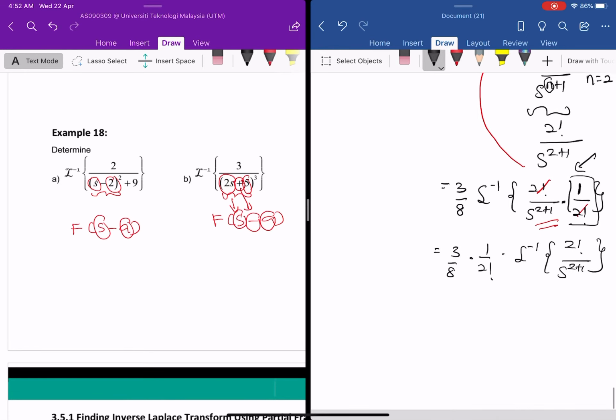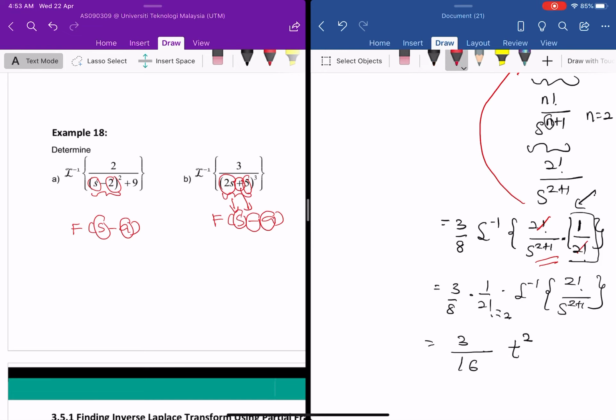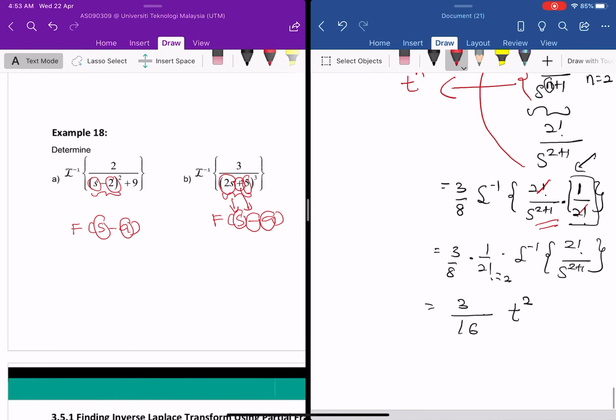Now, 2 plus 1 will be 3. 2 factorial will be equal to 2. So 8 multiplied with 2 will be 16. So the Laplace inverse of 2 factorial over s cubed will be what? t to the power of 2. Why? Because look at here, this one comes from t to the power of n. So t to the power of 2.